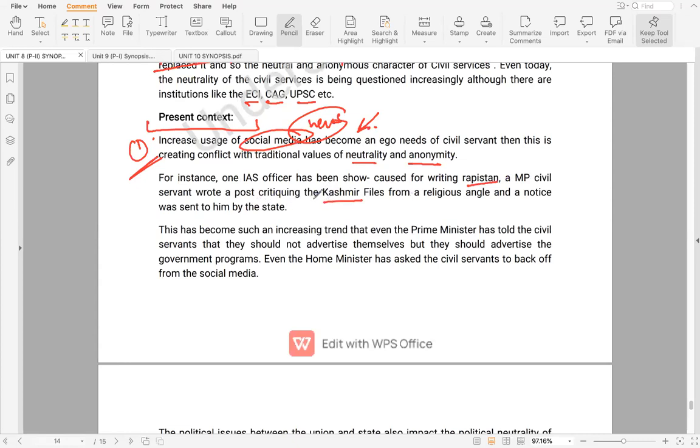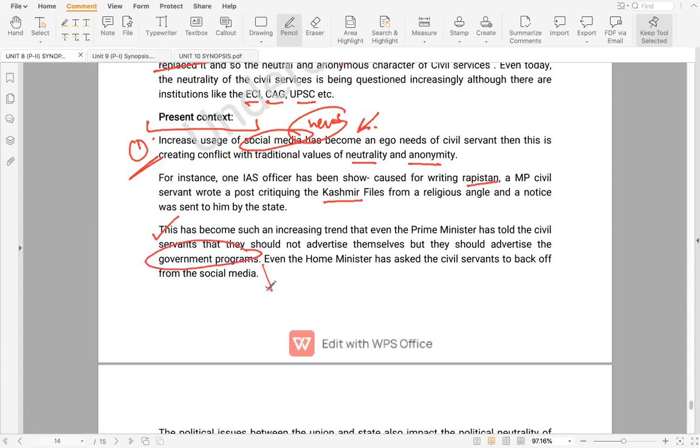You know how a civil servant was sent on voluntary retirement, although it was not really voluntary, because they were closing down the park for their own benefit to just have a walk around with the dog, right? All of these instances have become such an increasing trend that even the Prime Minister has told the civil servants that they should not advertise themselves, but they should advertise the government programs. Even the Home Minister asked the civil servants to back off from social media.